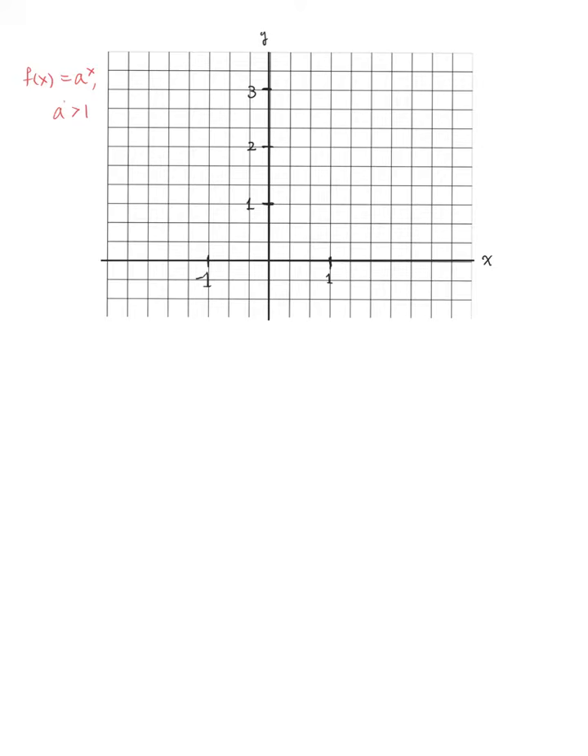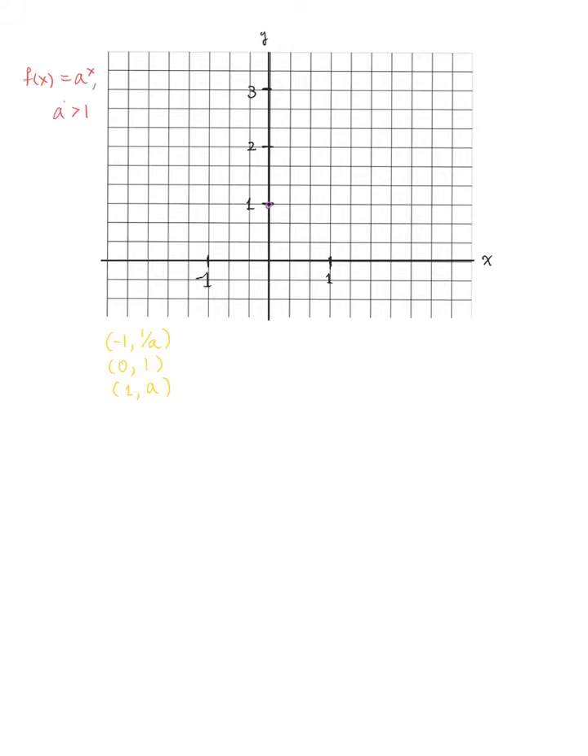Let's just summarize what we just talked about, when x is -1, 0, and 1. So what was the pattern? When x is -1, the corresponding y value was 1 over a, where a is the base of the function. And when x equals 0, it was always going to be 1. And when x is 1, the corresponding y value is going to be the value of the base, which is just the a. So the property of the exponential function goes like this.